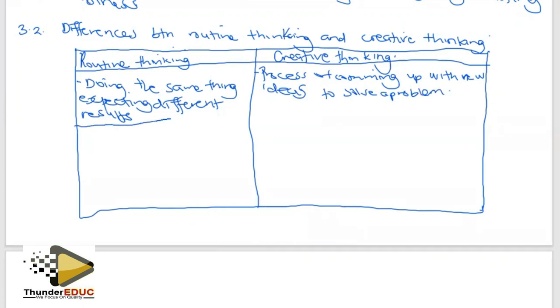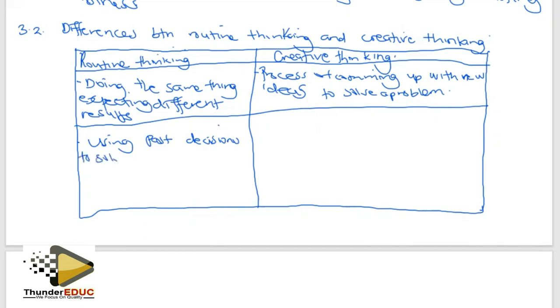That is what you call creative thinking as opposed to routine thinking. So sometimes we find ourselves using past decisions to solve current problems. That is called routine thinking. We are supposed to come up with a new way of doing things, which is called creative thinking.